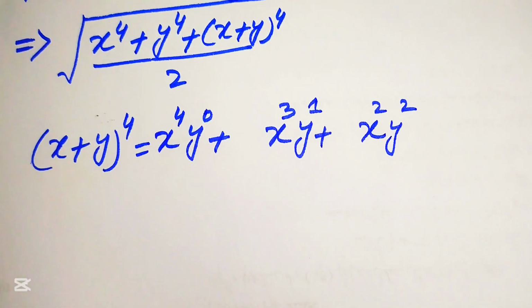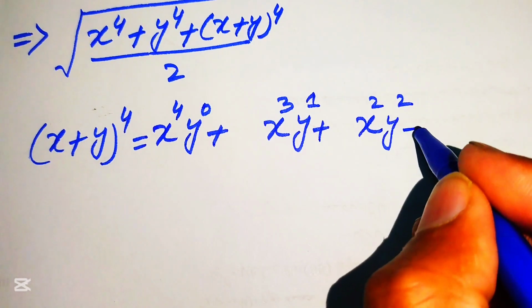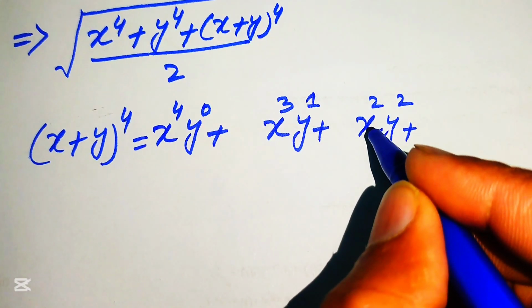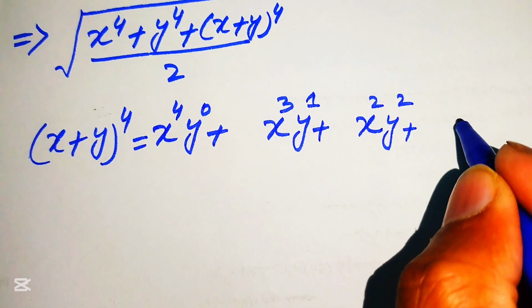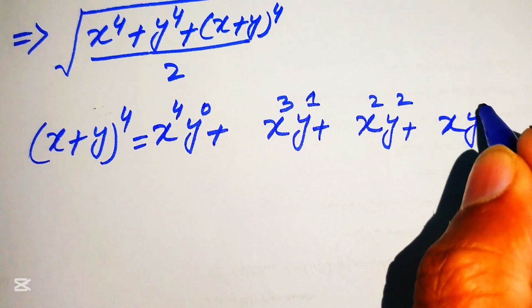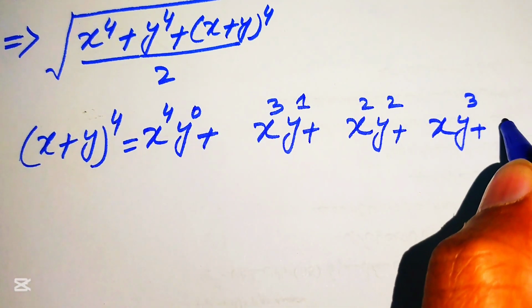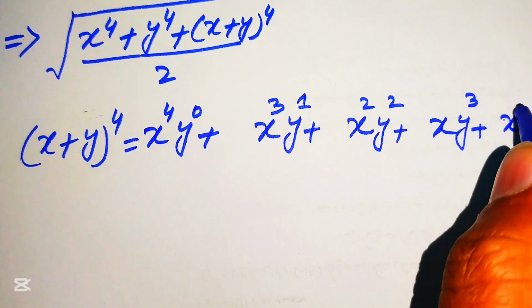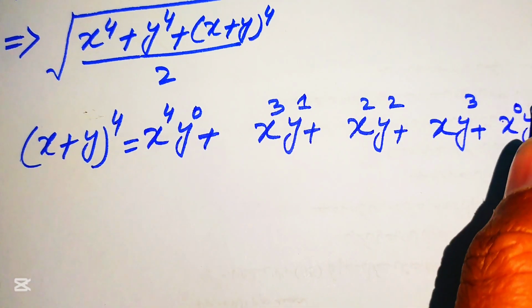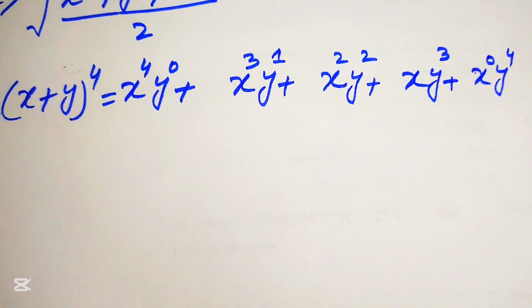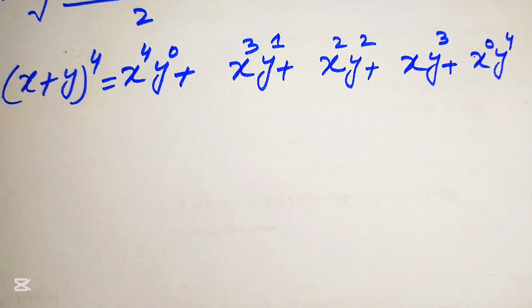and increase y power to y squared. Similarly, we again decrease x power to x and increase y power to y cubed. Finally, we decrease x power to x to the power of 0, and increase y power to y to the power of 4.